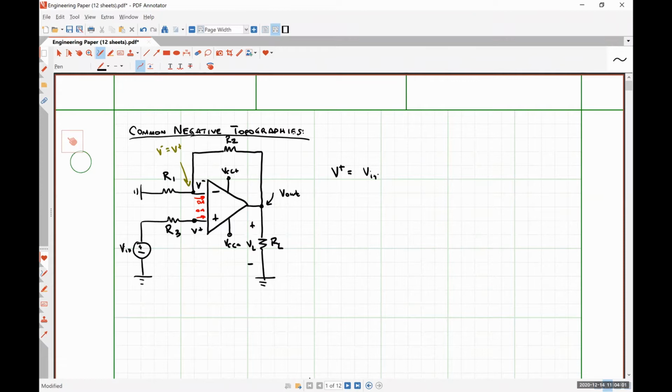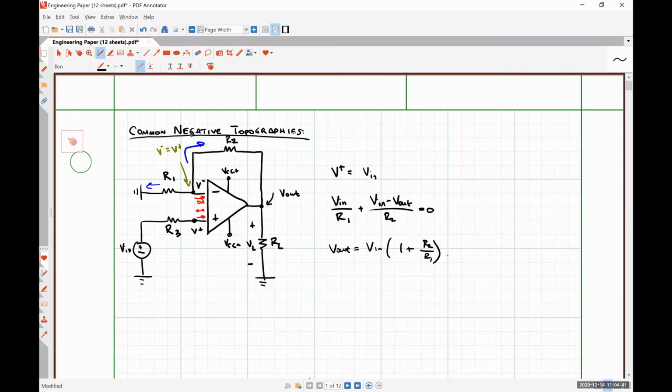If we apply Kirchhoff's current law at our inverting input terminal, where we add this current and this current together, we get Vn divided by R1 plus Vn minus Vout divided by R2 is equal to 0. And we found last time that this means Vout is equal to Vn times 1 plus R2 over R1.